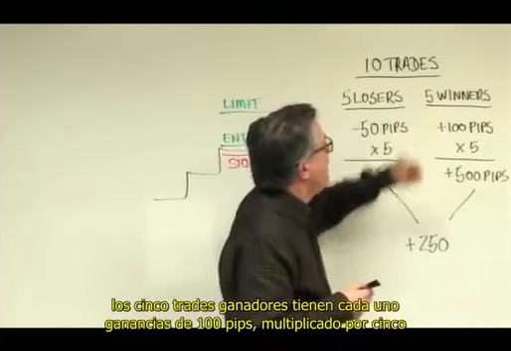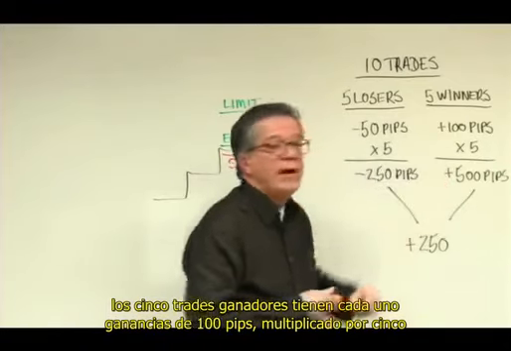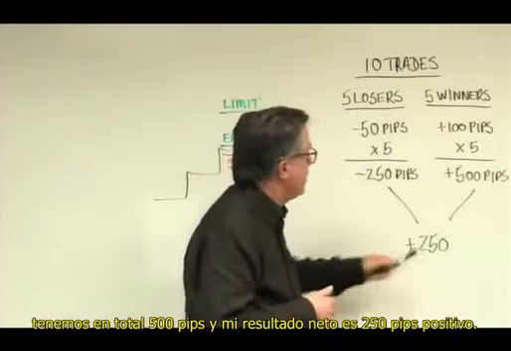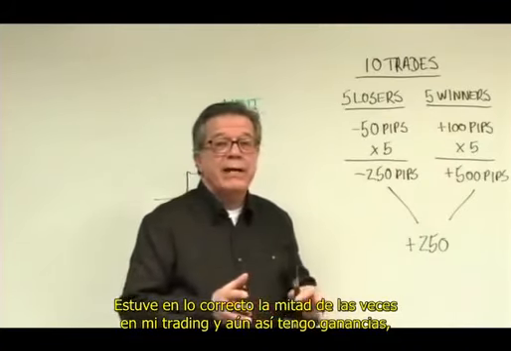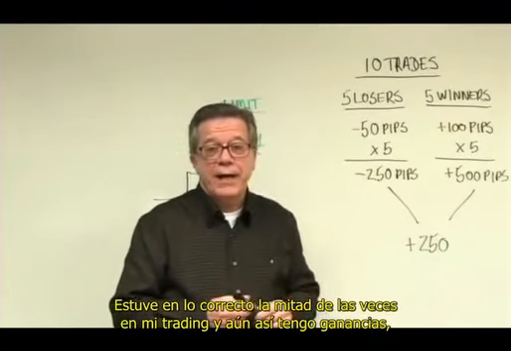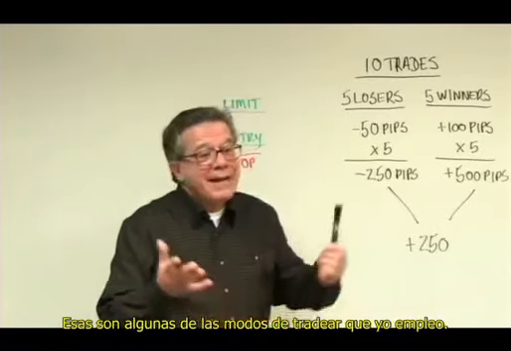But on the winning side, the 5 winners that I've had, I've gained 100 pips. Times 5, I'm up 500 pips. So my net is a plus 250 pips. I was only correct half the time in my trading, and I showed a profit for that. That's what a good risk-reward ratio can do for you. That's one of the ways.